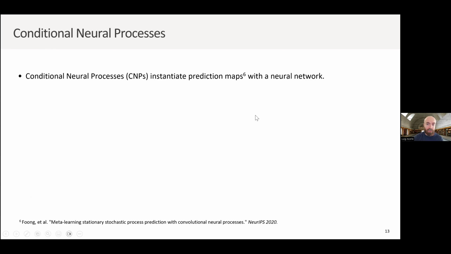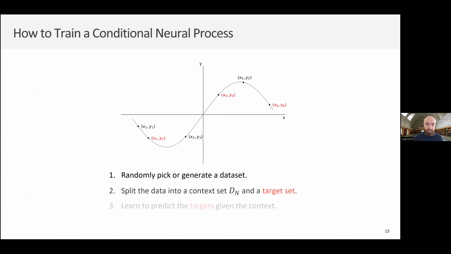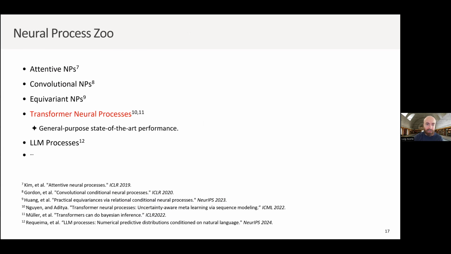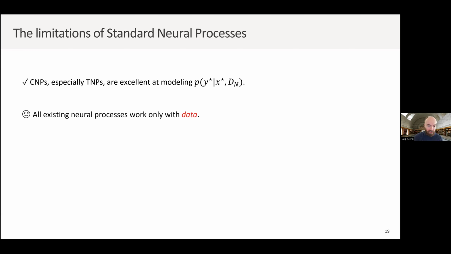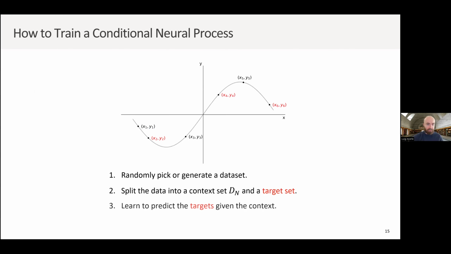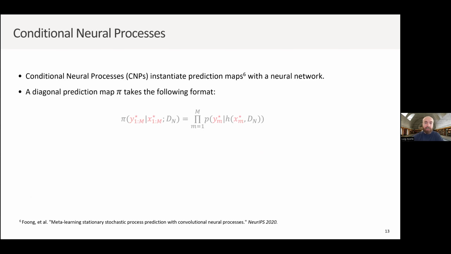And just to get into the meat, I will explain a bit what neural processes, and specifically a conditional neural process, are. But the idea is, I need to learn how to do this. Okay, this is not going back. Okay, now it's going. All right, sorry.